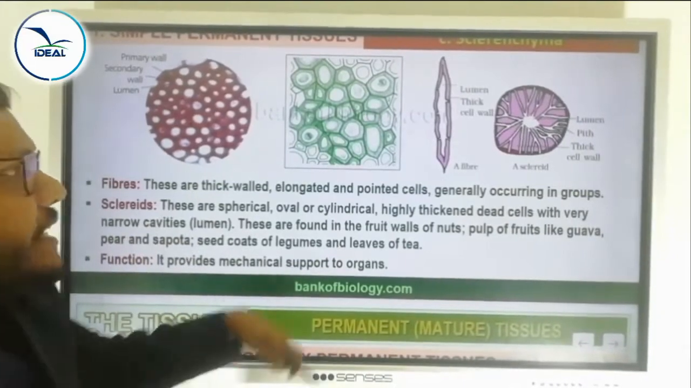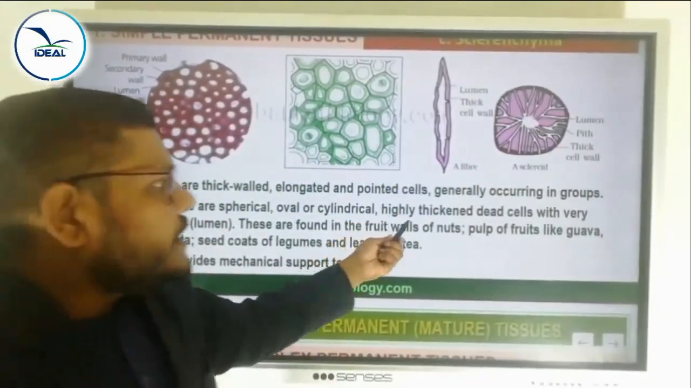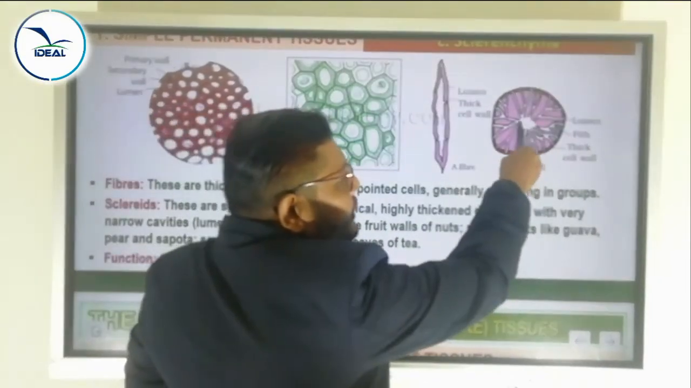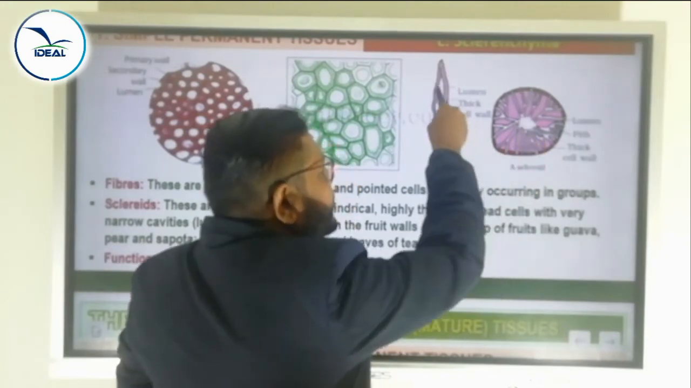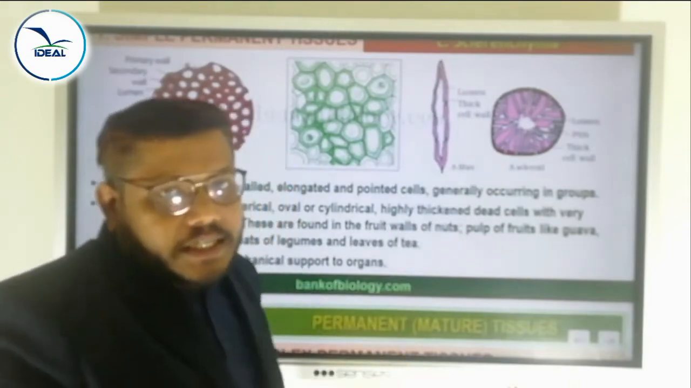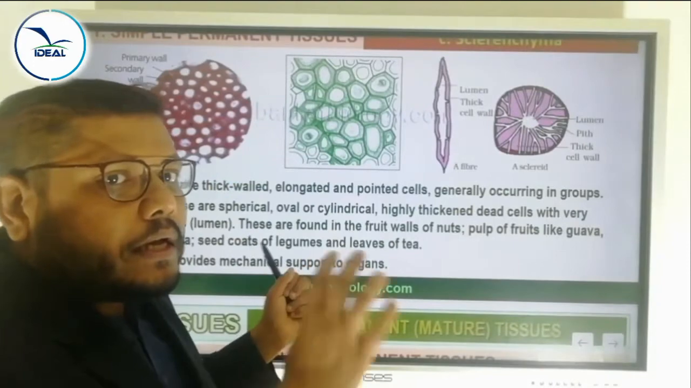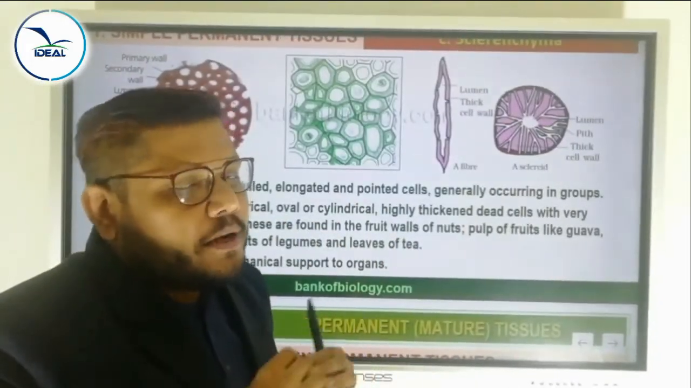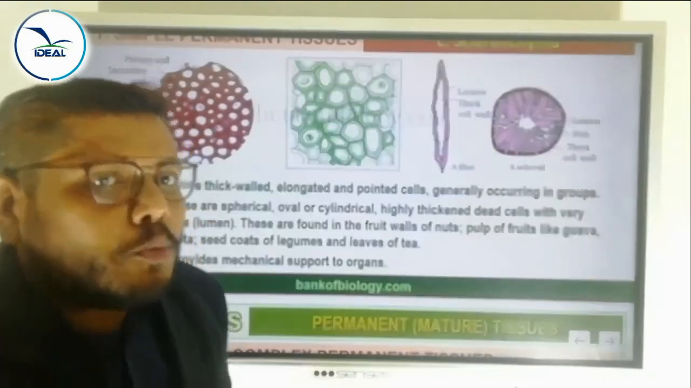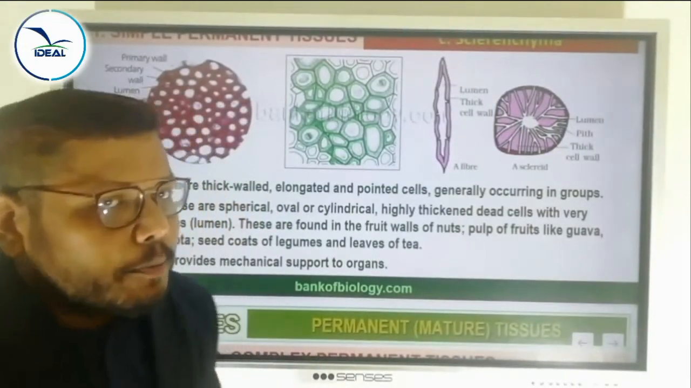Another one is the sclereid. What is a sclereid? They are spherical, oval or cylindrical in shape, highly thickened dead cells with a very narrow cavity. This is the narrow cavity, the lumen. Here there is only a very small lumen, but here a very large lumen is present. Is it clear? So this is the sclereid structure, and this is the fiber structure. Both are what type of cells? Sclerenchyma tissue, both are dead cells without protoplast. The function performed by this type of cell is mechanical support.